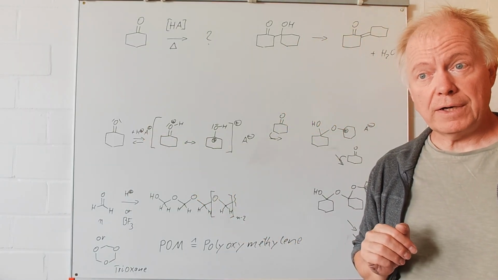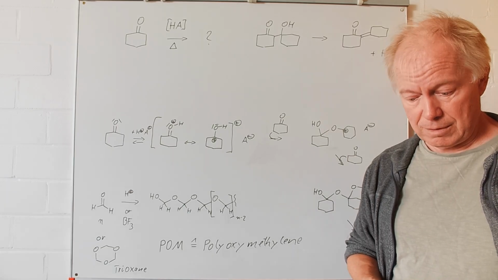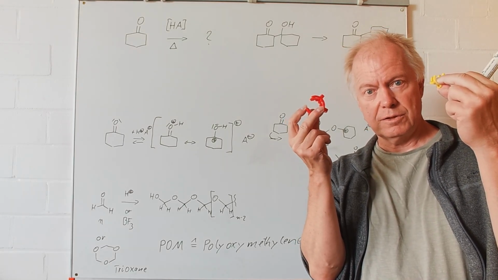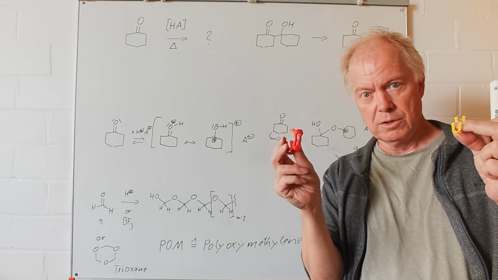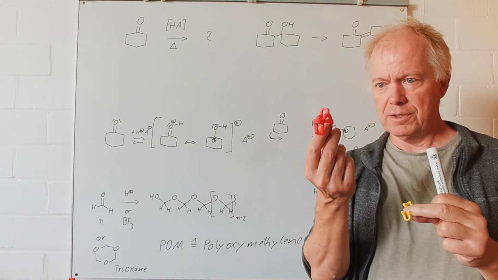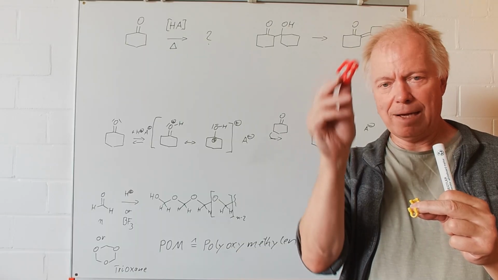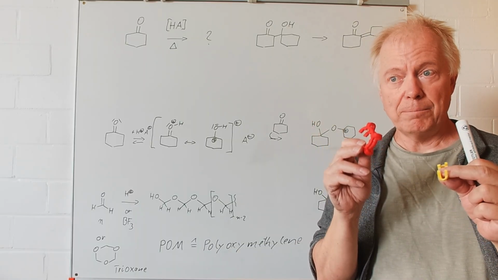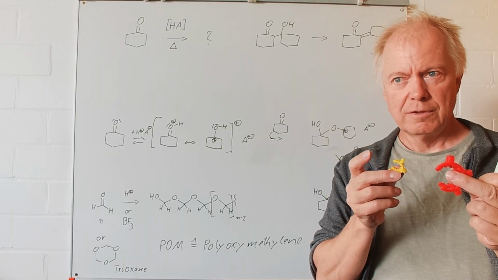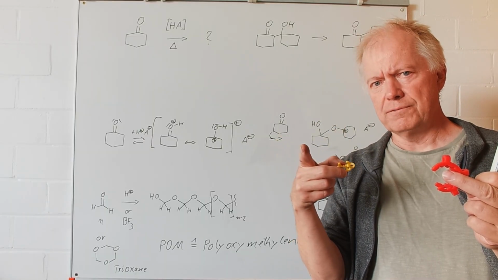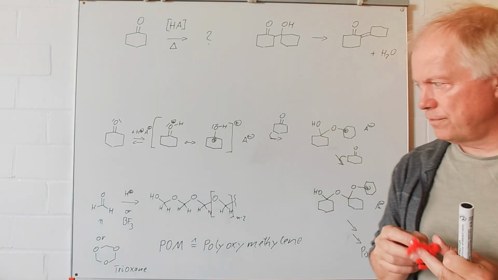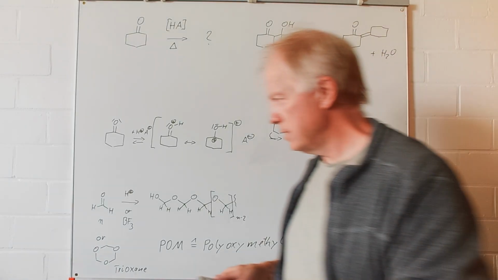Yes, there is a very prominent example, and I have it here in my hands. This is polyoxymethylene, abbreviated as POM. These clamps from the lab are made of that industrial polymer. The industrial polymer itself is colorless. Here there are some dyes in there. And how is it made?